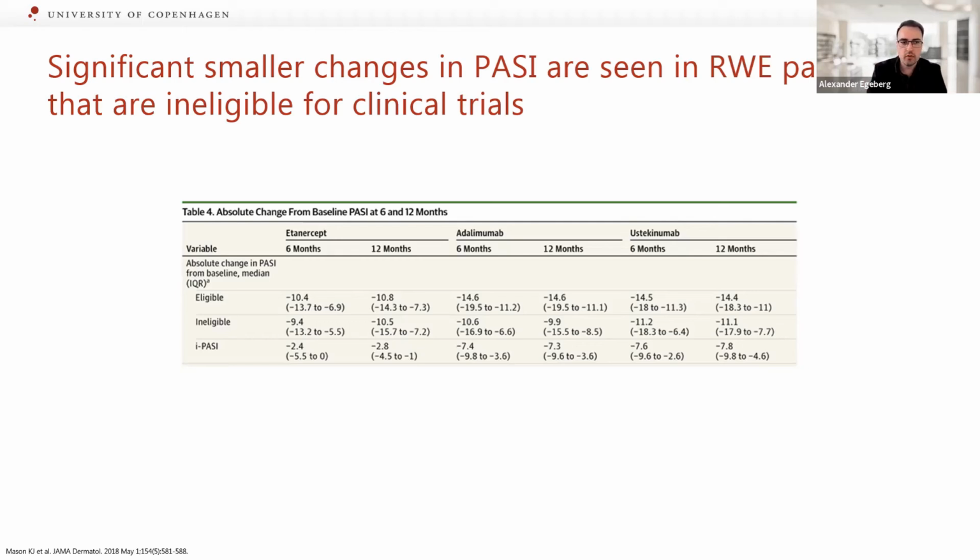And what they found was that patients who could have enrolled in a clinical trial actually had a higher PASI reduction over time, meaning they had a better response to therapy than patients who would not be eligible for a trial. So even if the same drug was given to these patients and the same drug appeared to work in both patients, it appeared to work better in the ones who could be enrolled in a clinical trial, typically because they had less comorbidity, they may be younger, they have less risk factors, and so on.